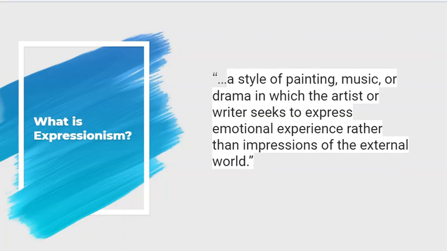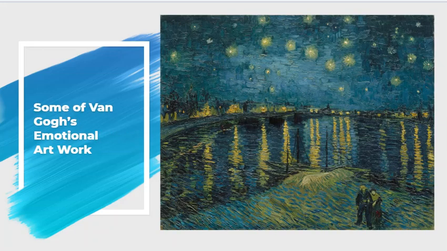So, what is expressionism? Well, it could apply to more than just painting, but we're going to be talking about visual art and specifically painting. It's a style of painting, music, or drama in which the artist or the writer seeks to express emotional experience rather than impressions of the external world. So, the artist isn't interested in copying exactly what they see in nature, whether it's a person, a landscape, or a portrait. They're interested in conveying the emotions or the thoughts about what they see. They do it in a lot of different ways, but we're going to talk about Van Gogh specifically today.